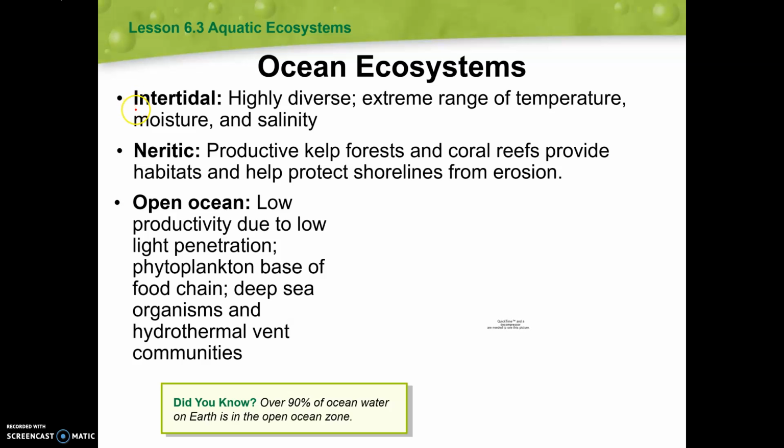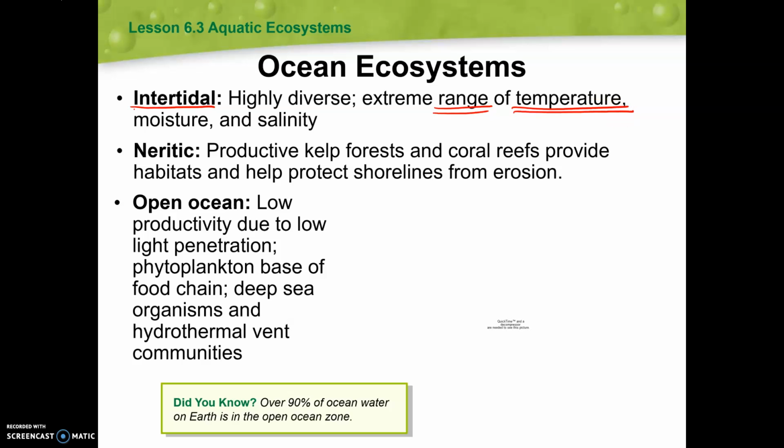So if we take a look at our three horizontal zones that we're going to talk about, our intertidal, if you think of tide pools, this is where we're going to see a really diverse range of animals, fish, crustaceans, birds, all of these different types of animals. We're also going to see very extreme ranges of temperature.